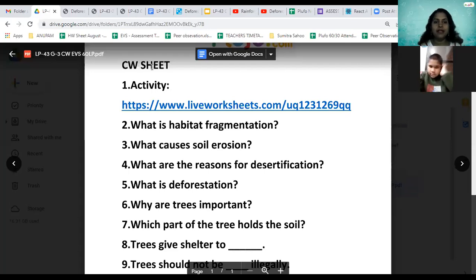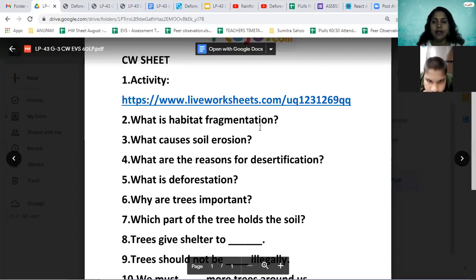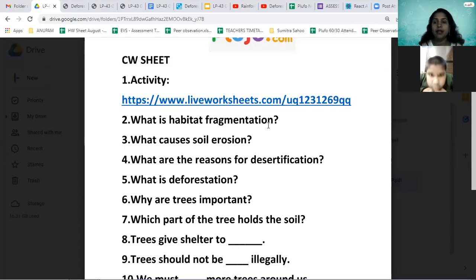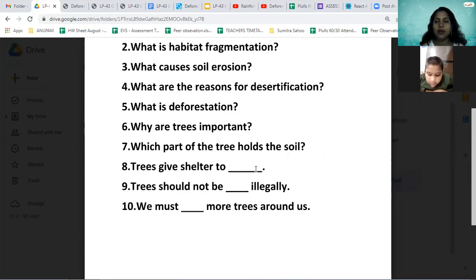So there is an activity also. What is habitat fragmentation? Means how the habitat will be affected because of deforestation. So what is deforestation, Ansh? Deforestation is the permanent destruction of the forest. Very good. Why are the trees important?